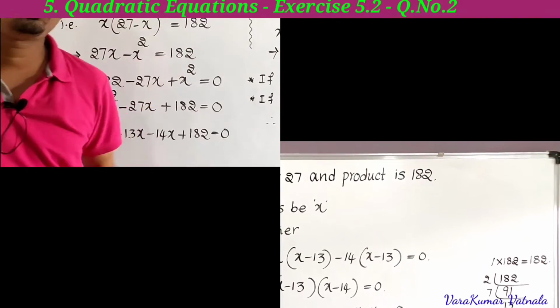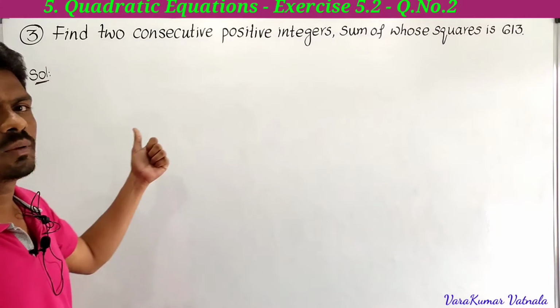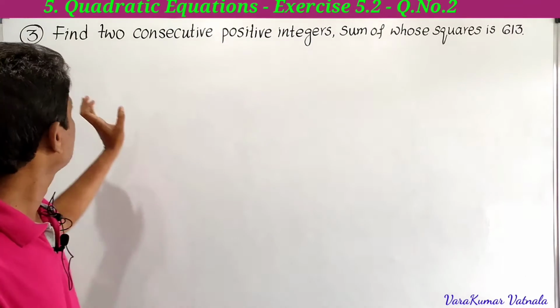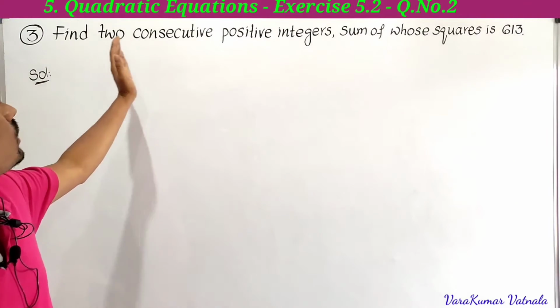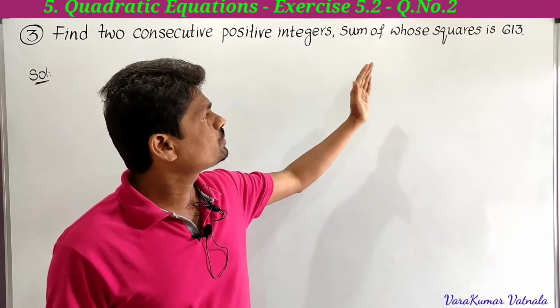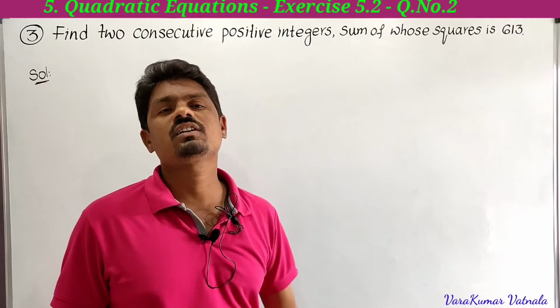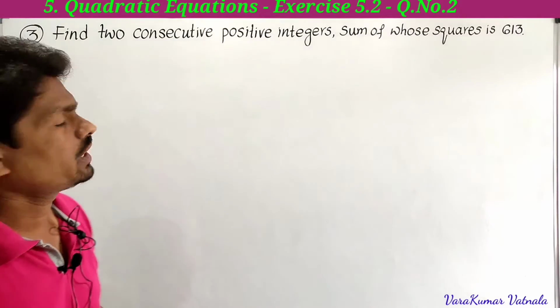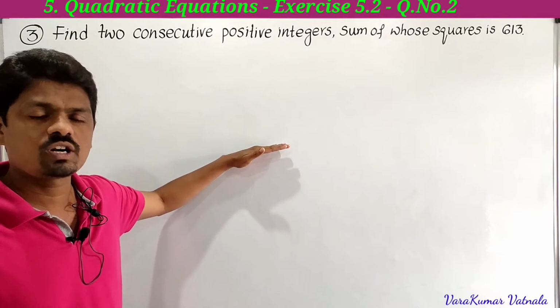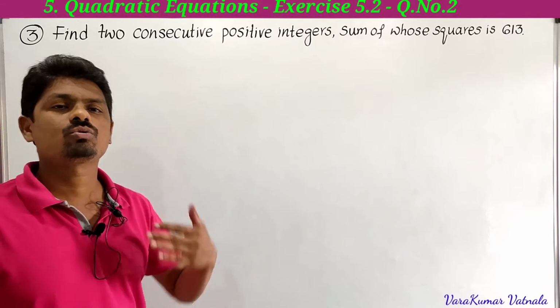Next we have to solve the third problem. This is the third problem from 5.2 exercise. See here what he has given. Find two consecutive positive integers, sum of whose squares is 613. So here again, from the given situation, first we have to form a quadratic equation, then we have to solve.